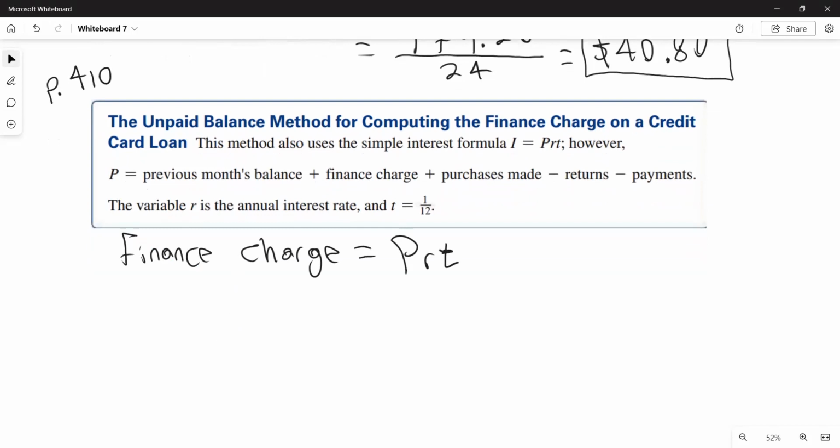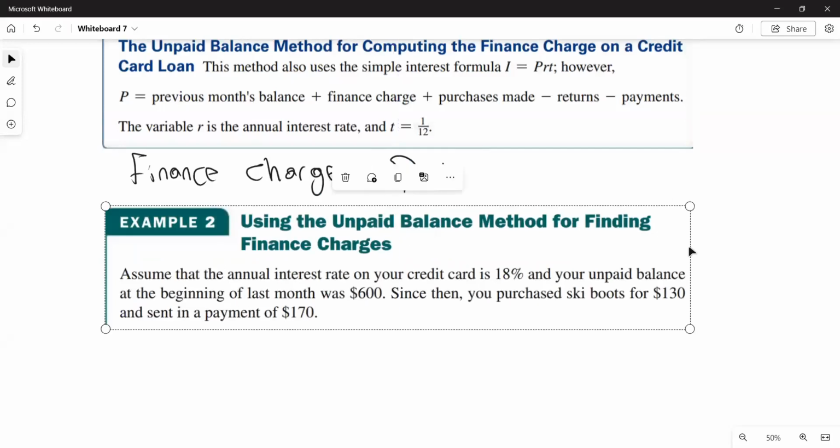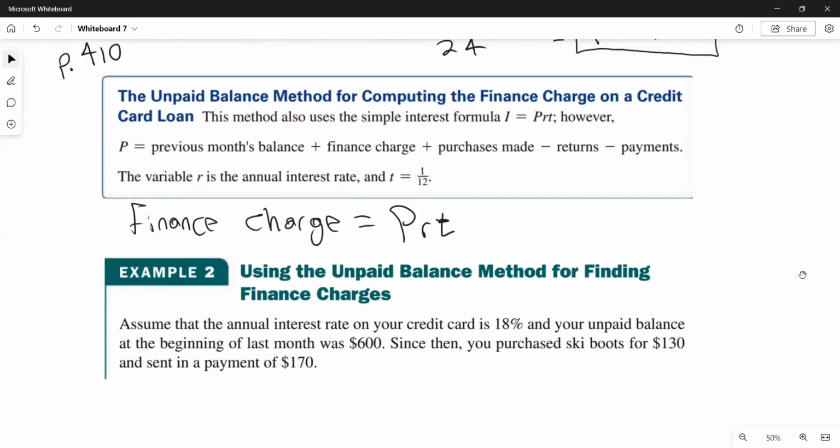Okay, let's look at example 2. How to use the unpaid balance method for finding finance charges. Assume that the annual interest rate on your credit card is 18%, which is quite common, and your unpaid balance at the beginning of the month was $600. Since then, you purchased ski boots for $130 and sent in a payment of $170.